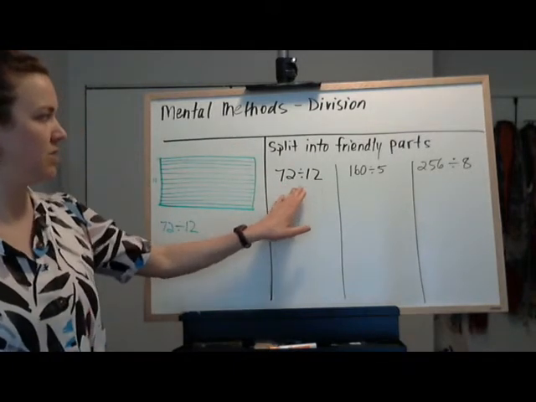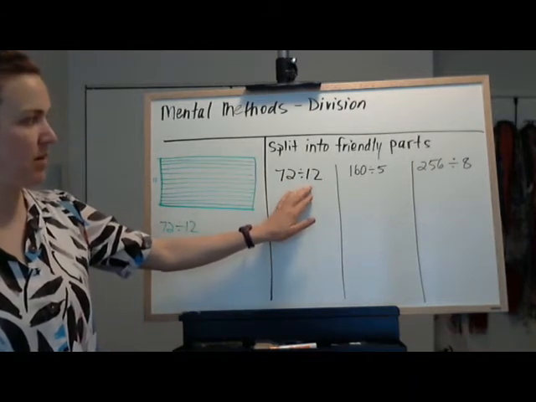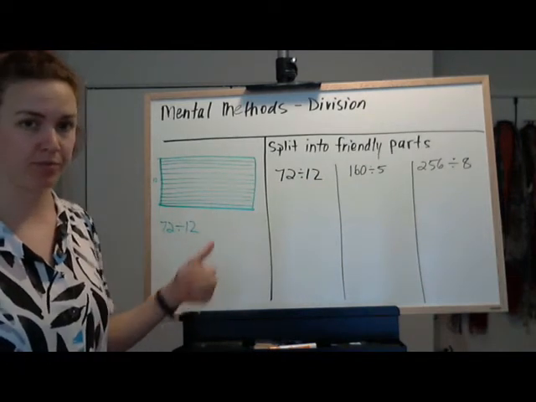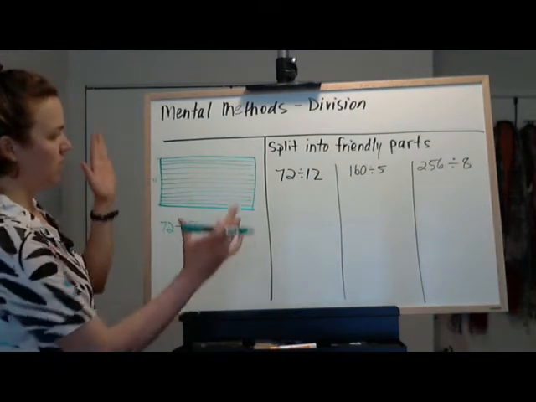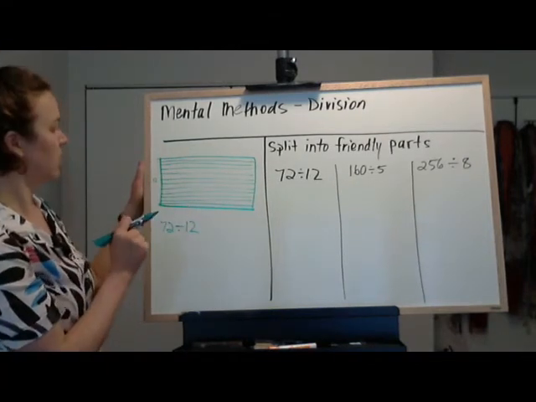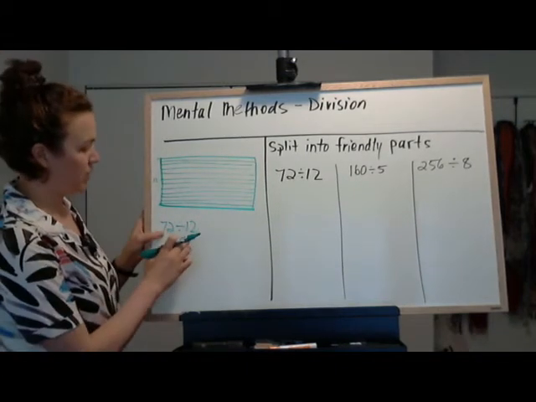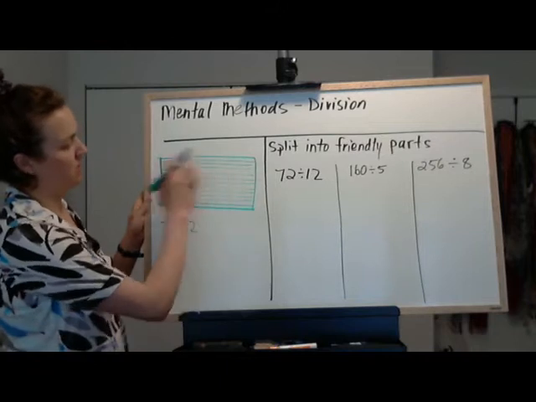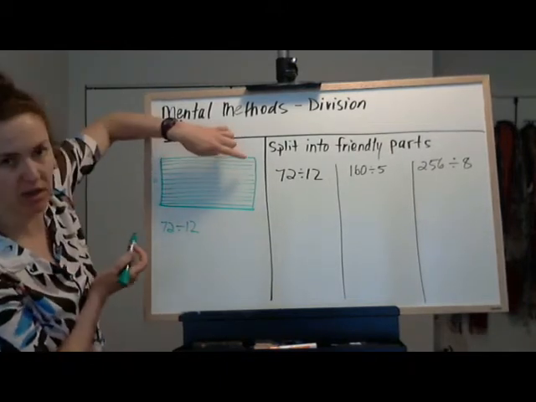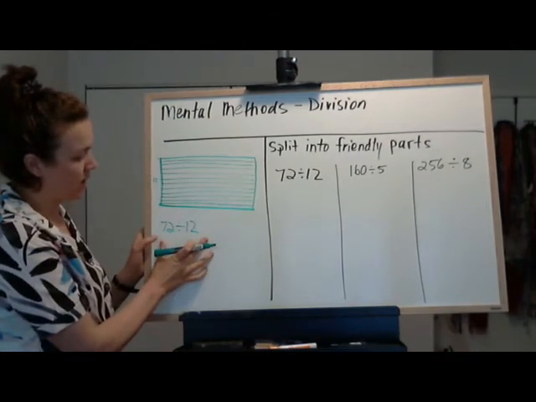Let's start with 72 divided by 12. You might have this one memorized, but if you don't, here's an example of how to split it up. So this is our model. This whole thing represents 72 square units. We're going to split it up into 12 parts. So I've made strips. So each strip is one of the 12 parts. And the area of each strip is really our answer. Now, I want to split it into parts that are friendlier.